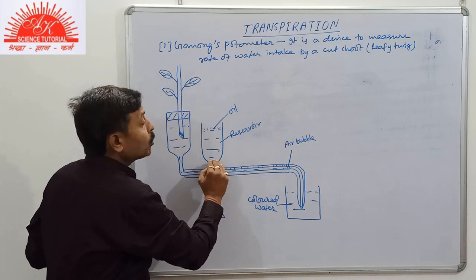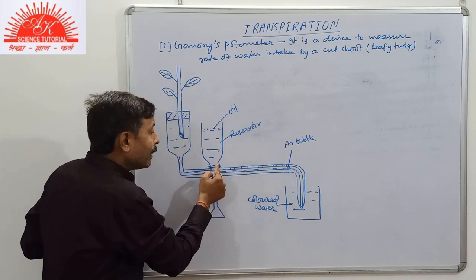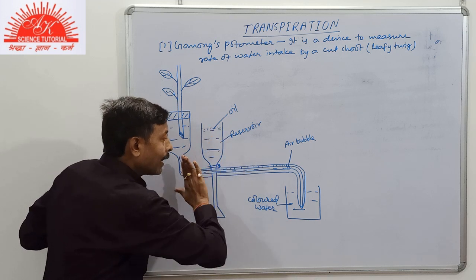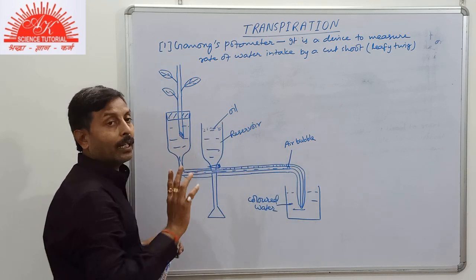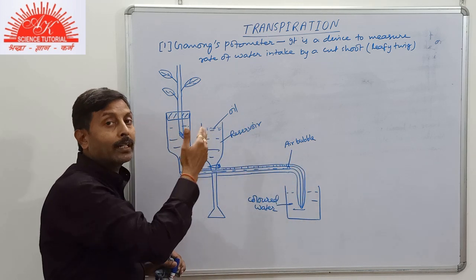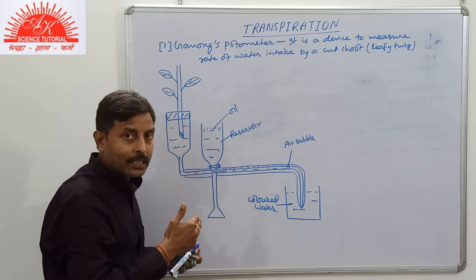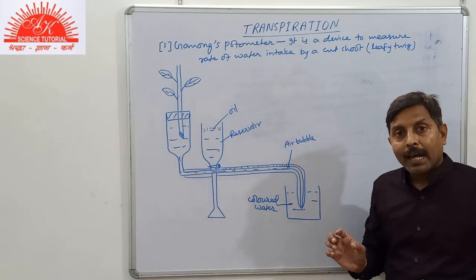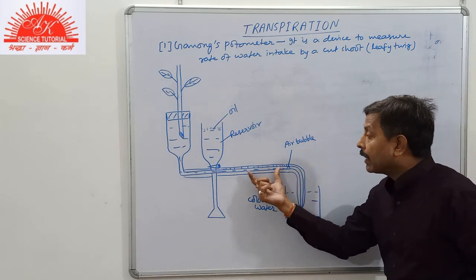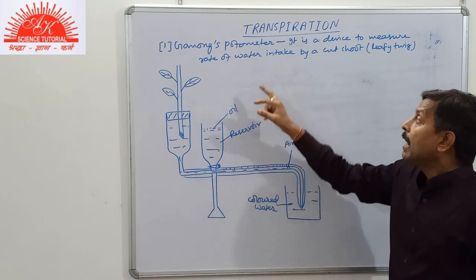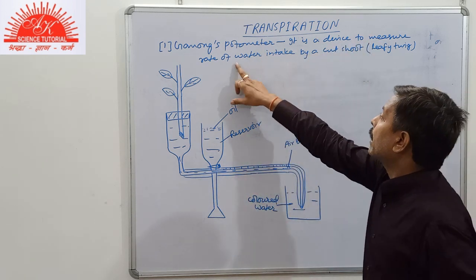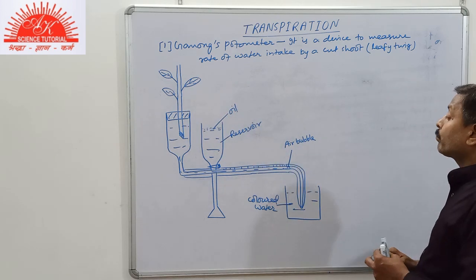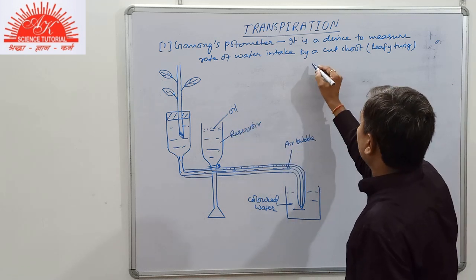After that, suppose we have to restart the experiment. Then by opening this stopcock from the reservoir, water is introduced in the tube that pushes the air bubble back to its initial position, and again the experiment is started and the observation is taken. In this way, we take the observation 3 to 4 times, and then the average distance moved in a given time is calculated and recorded. That helps us to measure the rate of water intake by this cut shoot. Clear, students?